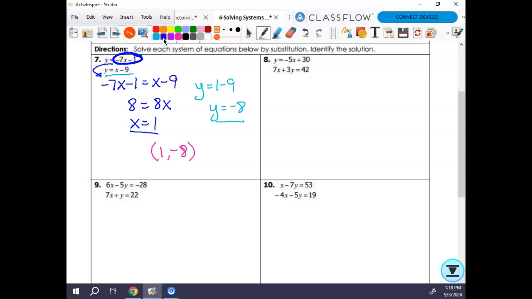You already have one solved. Here's something else I see sometimes: that first one is solved for y. I do not have to set the second one equal to y, so it looks just like this. I don't have to solve either one of them, right? I don't have to change it. I can take this and just substitute it in where y goes right there. So 7x plus 3 times negative 5x plus 30 equals 42.